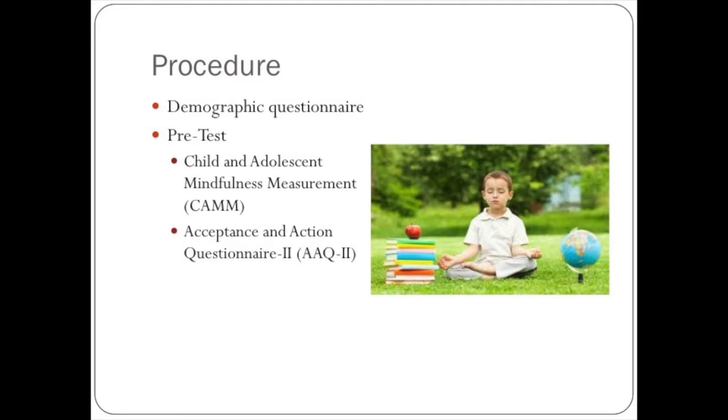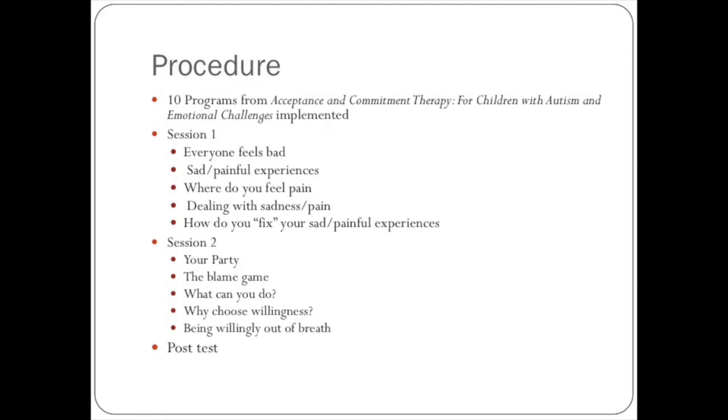Each participant began the experiment by completing a general demographics questionnaire. During the pretest, each individual completed the Child and Adolescent Mindfulness Measurement and the Acceptance and Action Questionnaire 2 assessment. The pretest questionnaire was used to determine the participants' experiential avoidance and psychological flexibility. The 10 programs were implemented over a 2-day period.